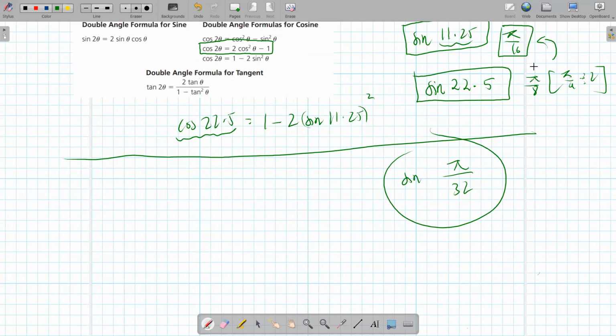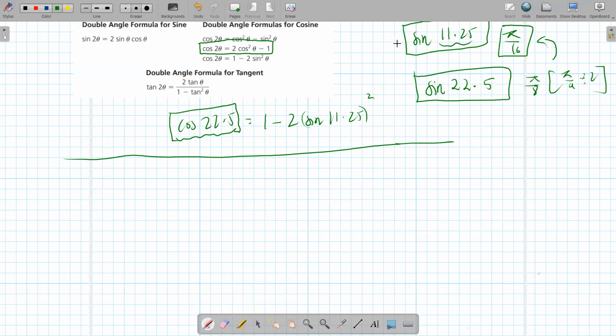For this one, you have to do it 3 times. Wait, I'm confused. You have to do it until you actually get like a whole number or what? Not the whole number, just what you have on the left-hand side of this equation. I'm confused. What am I trying to get though? You're trying to find what cos of 22.5 is to solve for what sine 11.25 is.